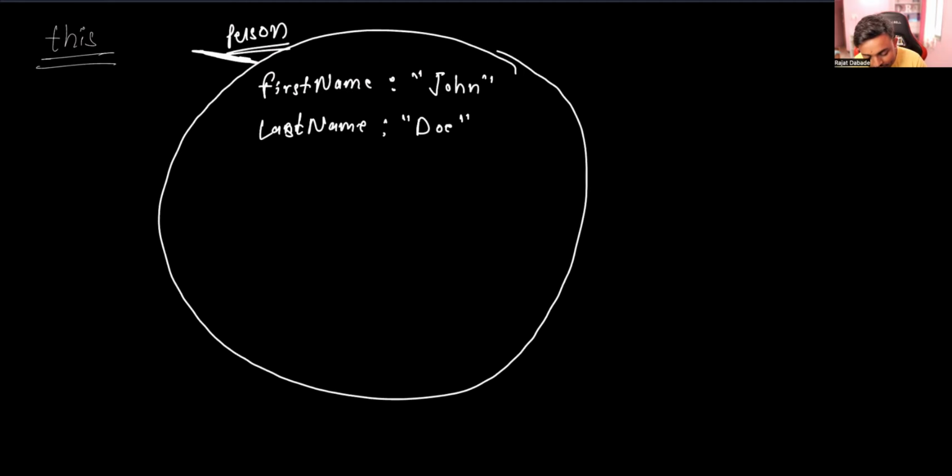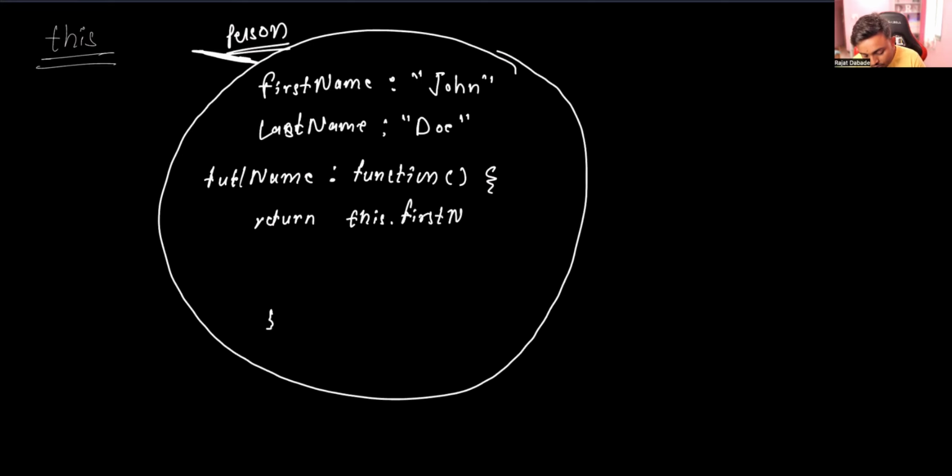So let me write it down. If I have a function, it will be full name. Full name is a function, and function is another keyword of JavaScript. And here what I'm doing is returning this dot first name plus this dot last name. So this will refer to the object from which it has been called.